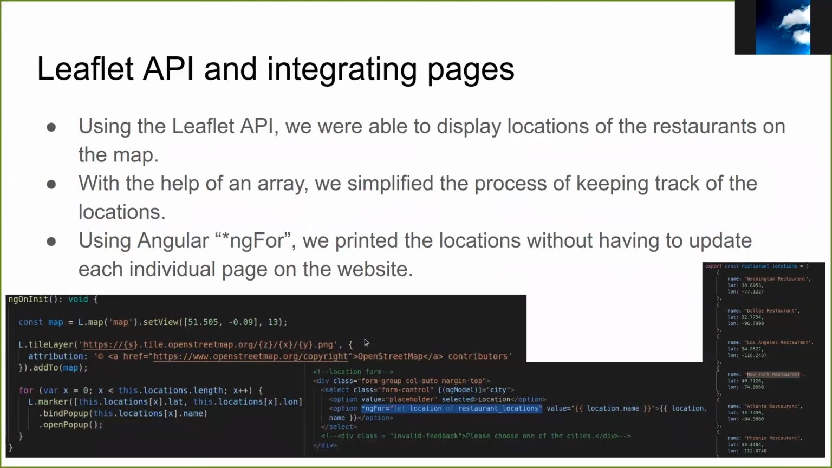So for displaying the locations of the restaurant, we use Leaflet API. Using the ngFor loop, we were able to update the locations in the map and reservations at once without having to repeat the same statement again and again with different values. And then we were able to get the data from an external array in JavaScript that stores the coordinates of the restaurant.